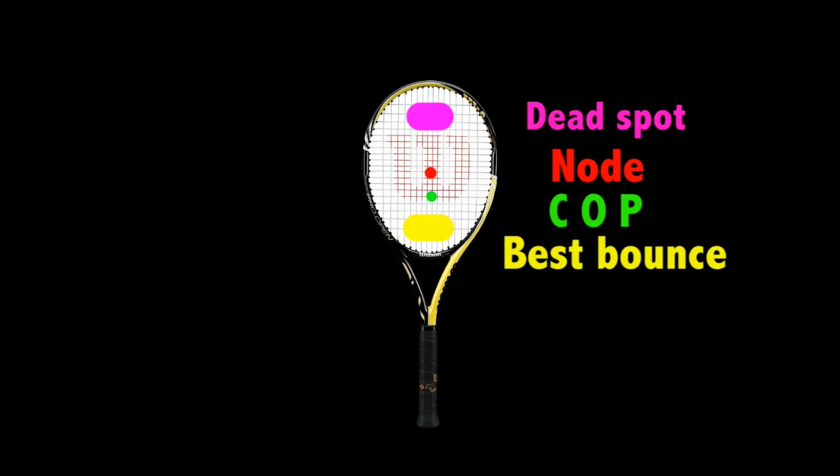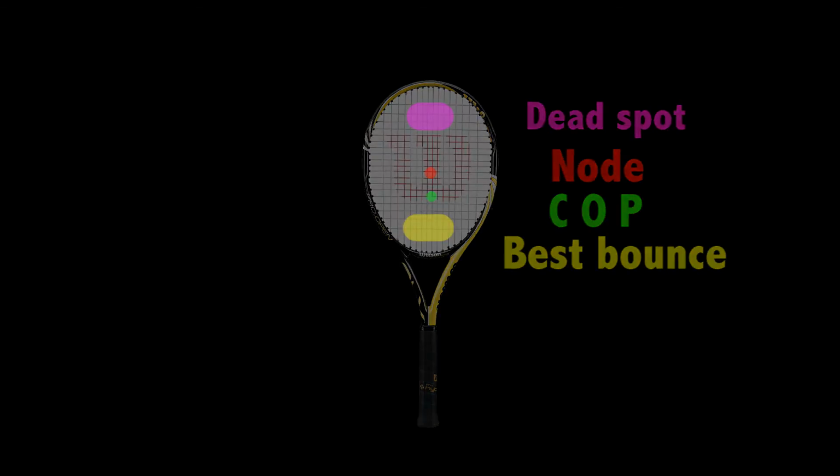As you can see from the diagram above, the dead spot is in the top of the racket, the center of percussion is in the center of the racket, the node is also above the center of percussion, and the best bounce spot or the sweet spot is in the bottom of the racket. Ideally, every ball would want to be hit at approximately the best bounce spot, depending on what the shot is.